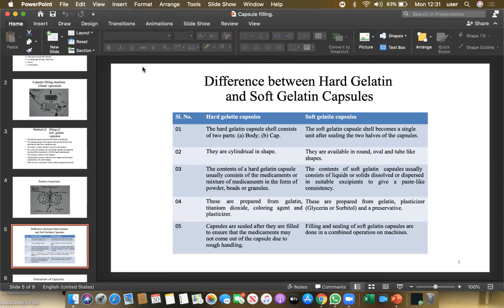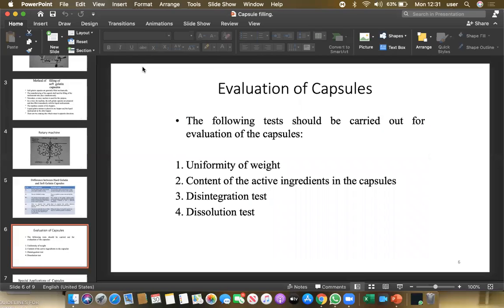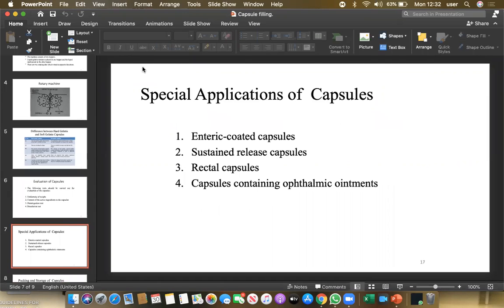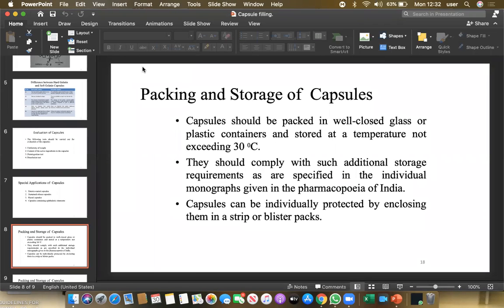We have learned before how to evaluate capsules. The following tests should be carried out for evaluation of capsules. Firstly, uniformity of weight, content of active ingredients in the capsules, disintegration test, dissolution test. Special applications of capsules: one is enteric coated capsules, sustained release capsules, rectal capsules, capsules containing ophthalmic ointments. Packaging and storage of capsules.